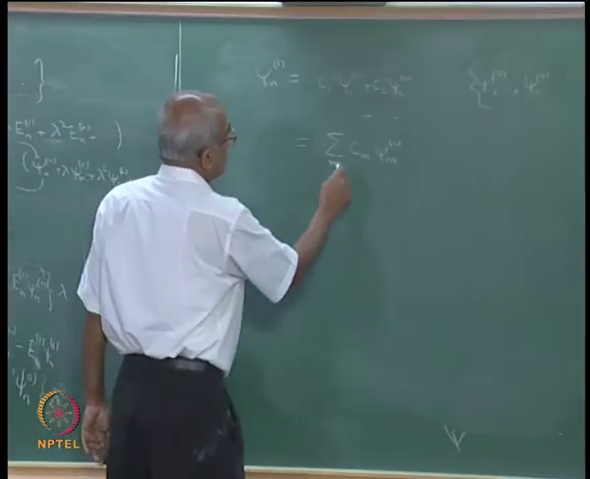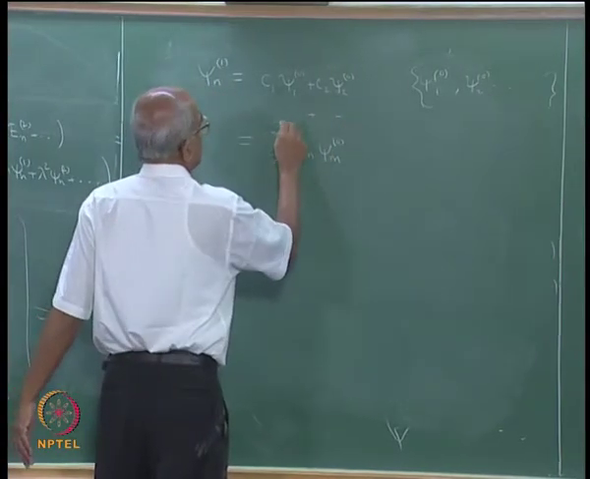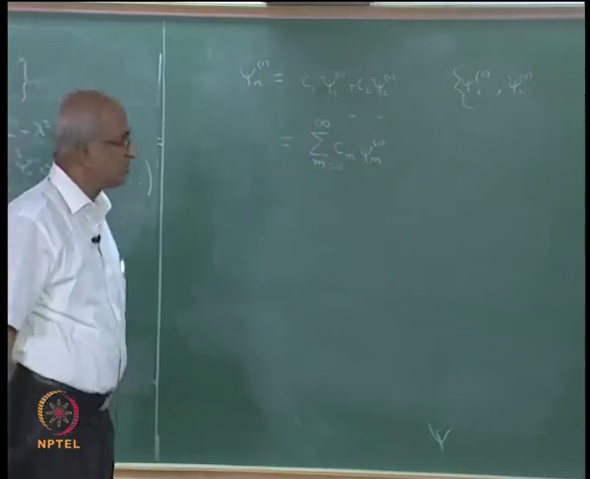So, this m, what does it do? It varies from the minimum possible value of 0 to the maximum possible value, which of course is infinity.